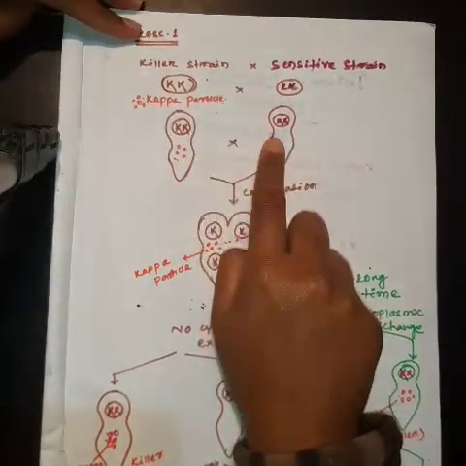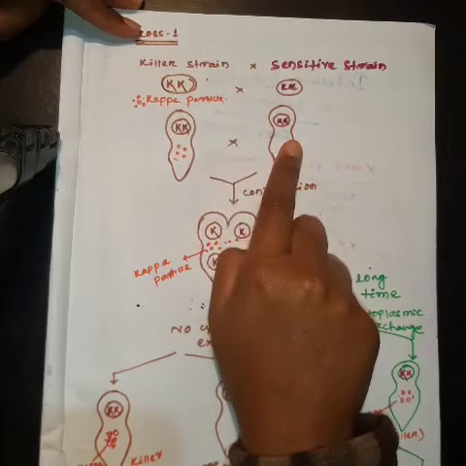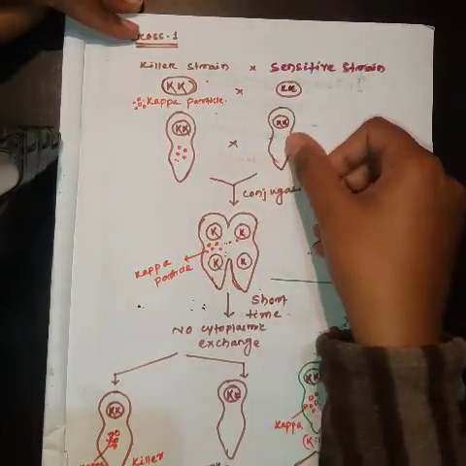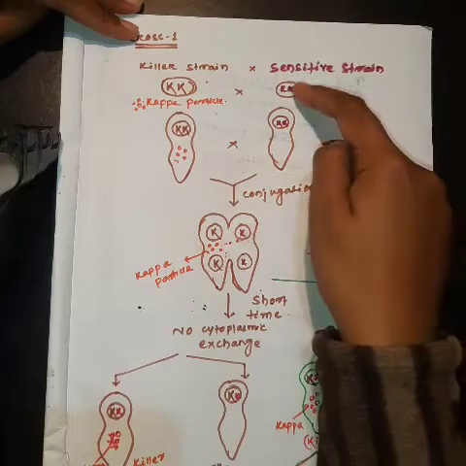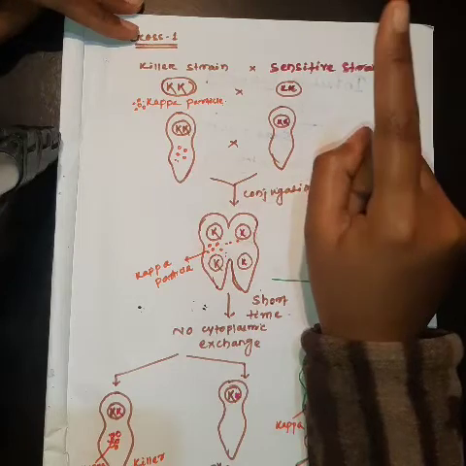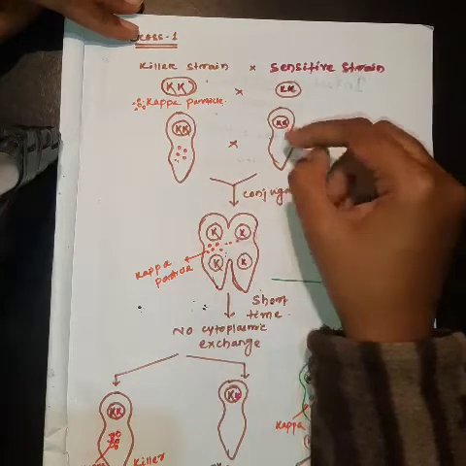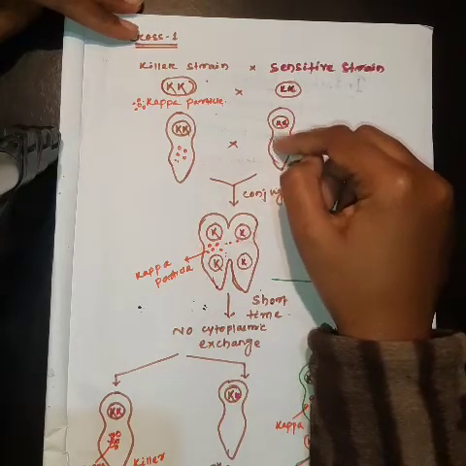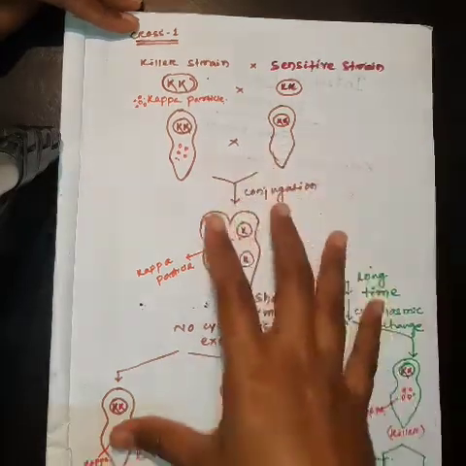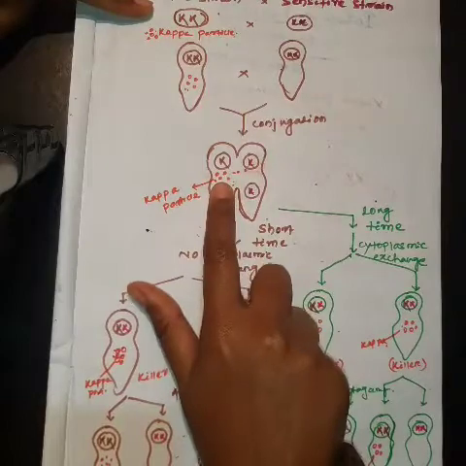Now these two will cross together and conjugation will occur. And what about the sensitive strain? In the sensitive strain there is no kappa particle, because a minimum of one copy of capital K must be there to produce the kappa particle. So here the cytoplasm will not produce the kappa particle. Conjugation will occur, and after conjugation the kappa particle will be there.